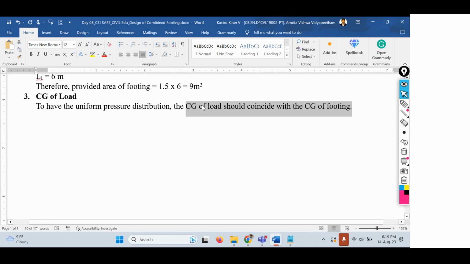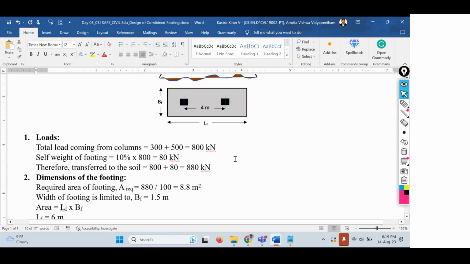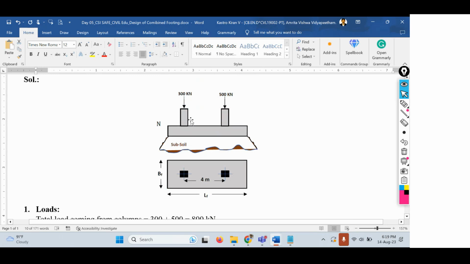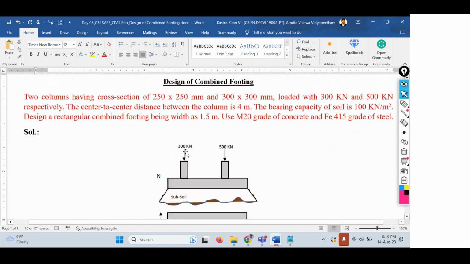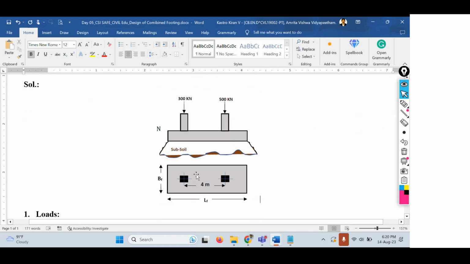Why is this happening, or why do we need to consider this? If you observe this particular column, two different columns are available. If you see the properties of these two columns, each column has a different dimension. One column has a dimension of 250 by 250, and another has a dimension of 300 by 300. That is one difference. The second difference is that both columns are not carrying an equal amount of load. The first column is carrying 300 kilonewtons of load, and the second column is carrying 500 kilonewtons of load.